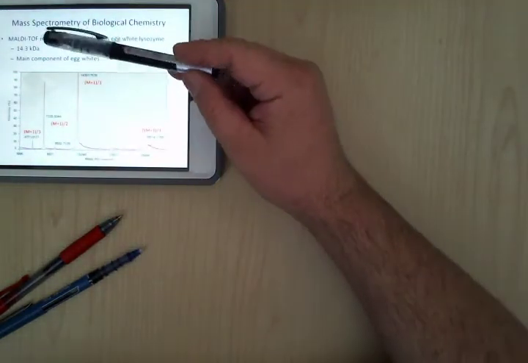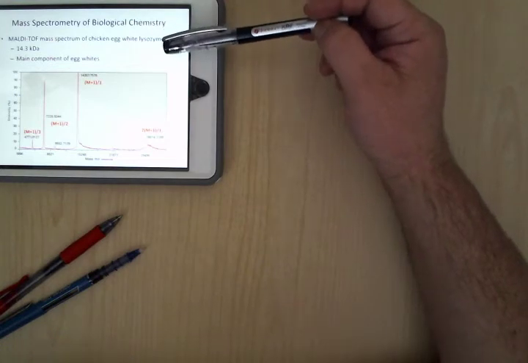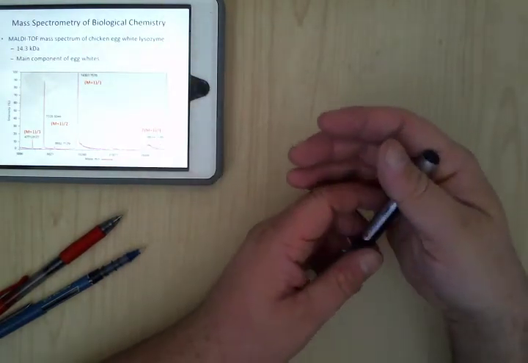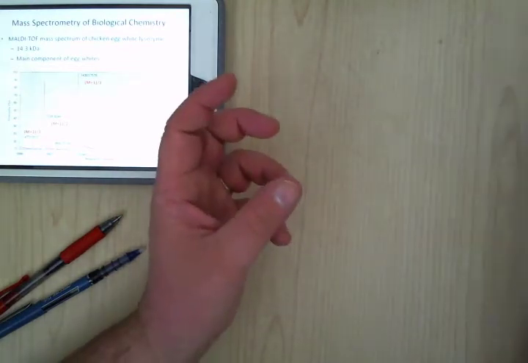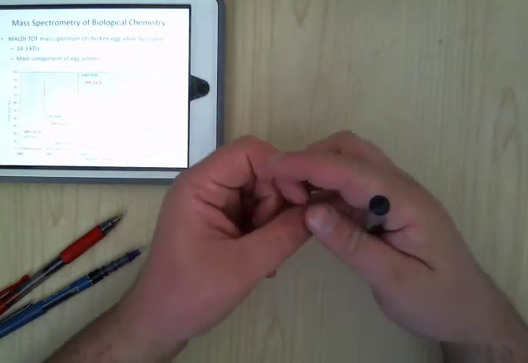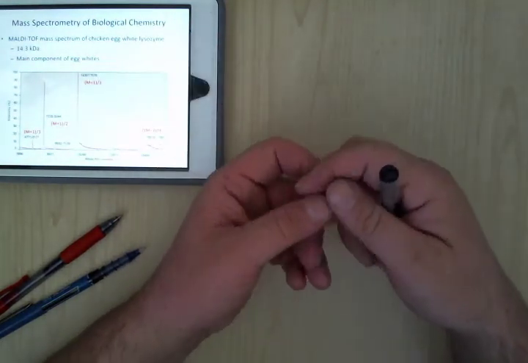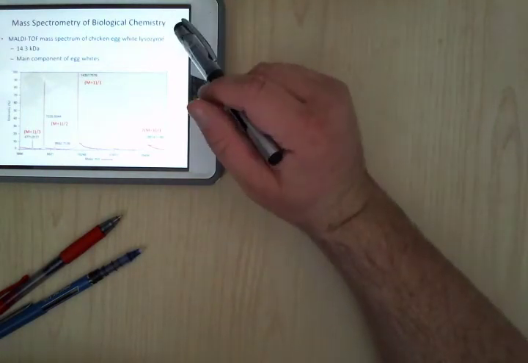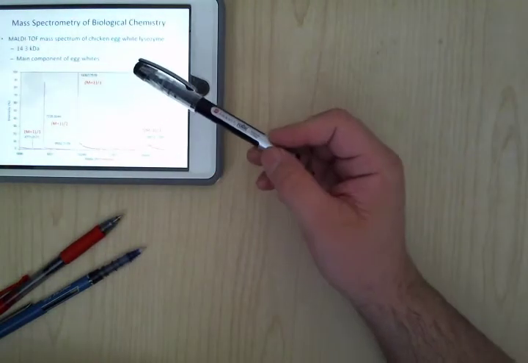So if you look here, you've got chicken egg white lysozyme, which is the major component of chicken eggs. Lysozyme is designed to bust apart cells, so it's sort of like an antibiotic. If a germ gets in there, there's a lot of lysozyme to break it open and kill the cell. Unfortunately, Salmonella has figured out a way to be resistant to lysozyme, so sometimes you can have Salmonella poisoning. But it's 14.3 kilodaltons, so it's 14,300.